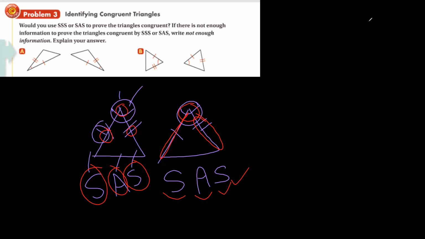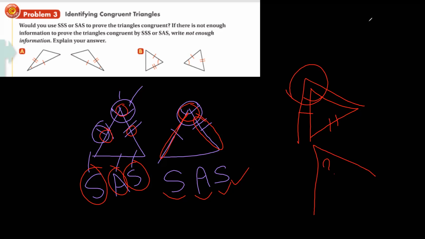In the second one, he told me that this is a side and this is the other side. The postulate will not work, because the postulate tells me that it must have two sides with an included angle, but here the angle is not included. It is not between the two sides. So I will not use SAS.